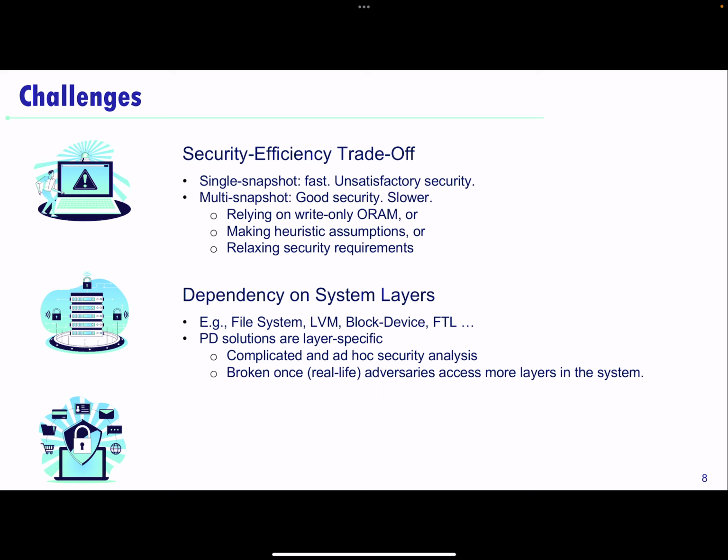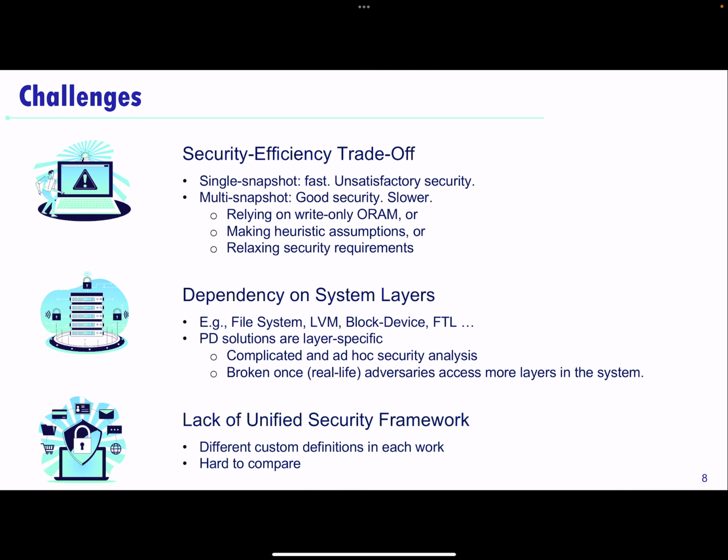You can't just say, I'm going to give you a plausibly deniable file system when the underlying block device will keep traces of everything you've ever written. So you can't do that, and we have to solve that. We show directions and ideas on how to solve that, and we're providing a general story for that in the paper. And then there's a lack of a unified security framework.